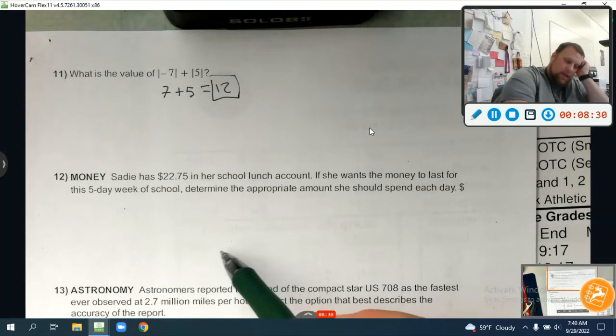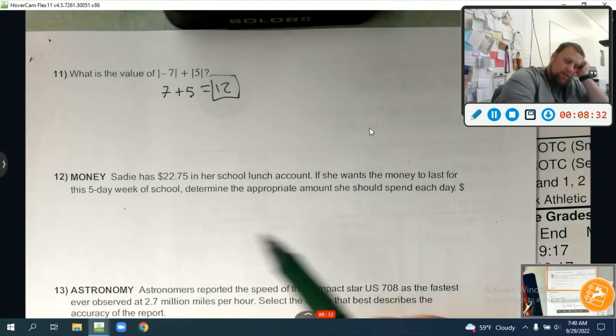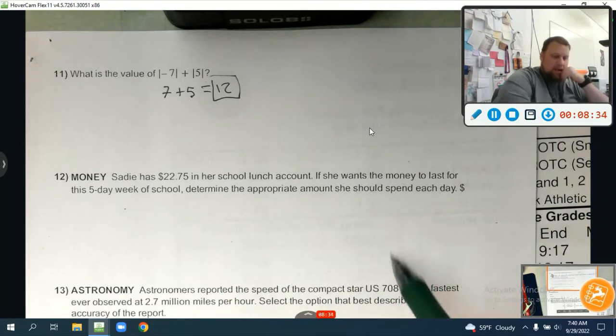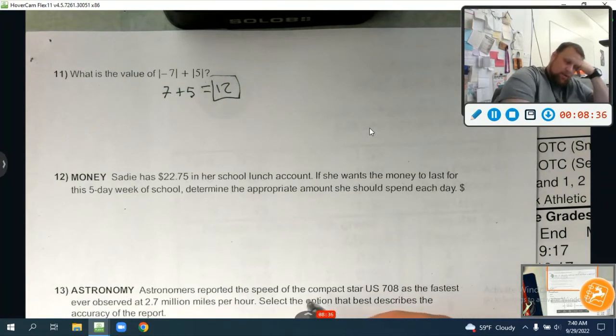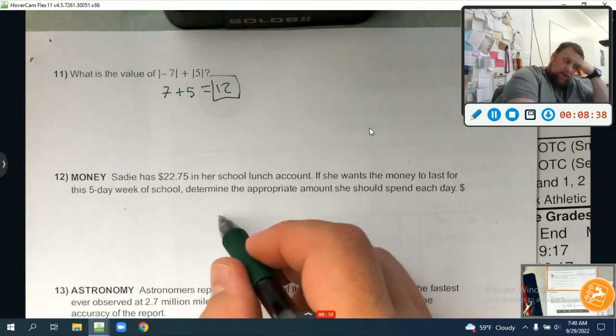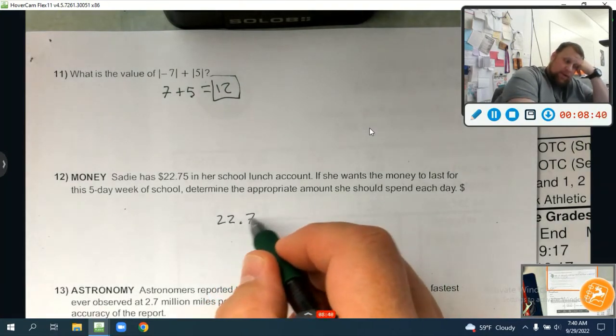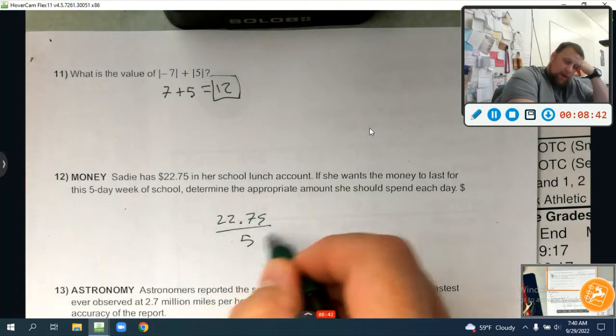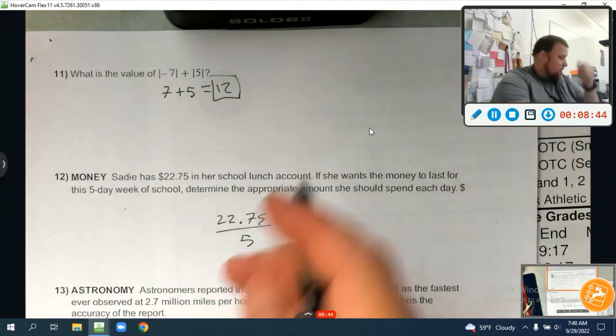Sadie has $22.75 in her school lunch account. If she wants the money to last for this 5-day week of school, determine the appropriate amount she should spend each day. Well, that means we got to divide it by 5. 22.75 divided by 5. And what does that equal? It ends in 5, so I know it's going to come out right.